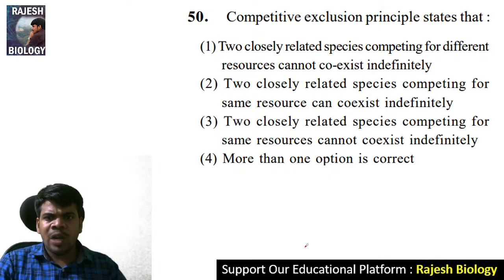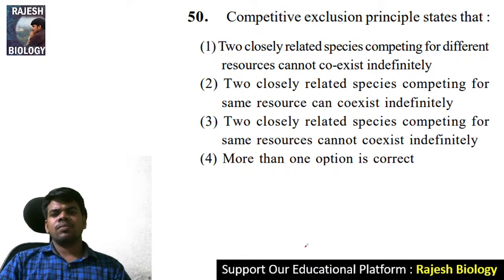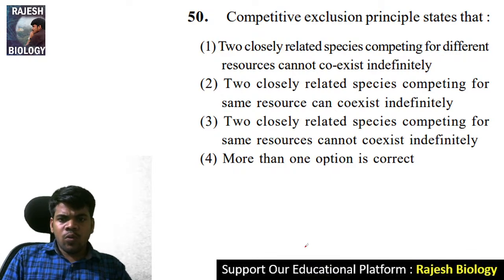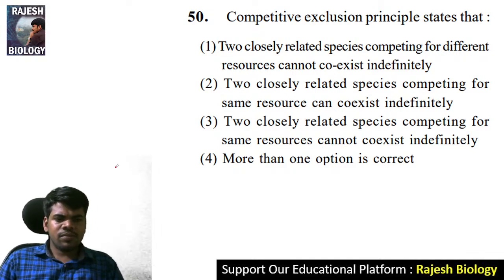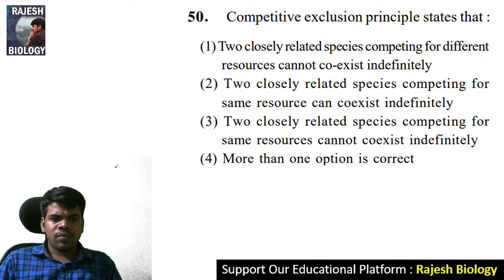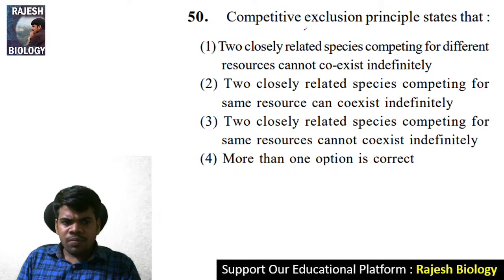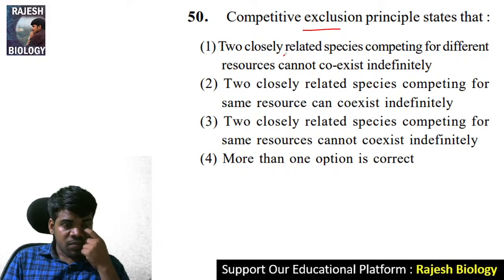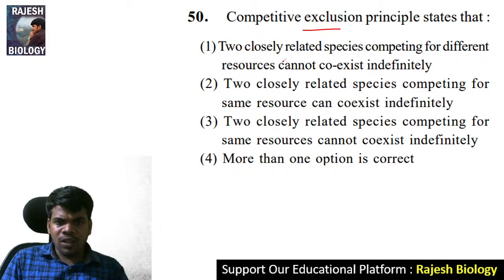Last but not least, the competitive exclusion principle states that... More than one option is correct. What is that other option? Tell me the right options, Chandrika. Yeah, Gnaneshwari also gives that same answer. Competitive exclusion. Shrok Mahesh also. What are the two options? Are all three options correct?